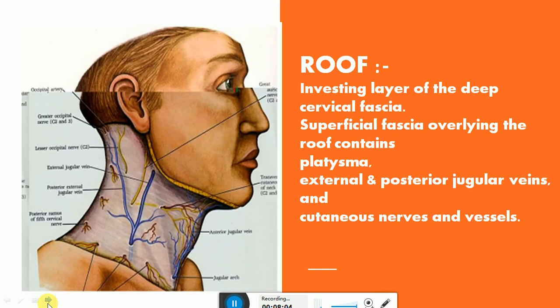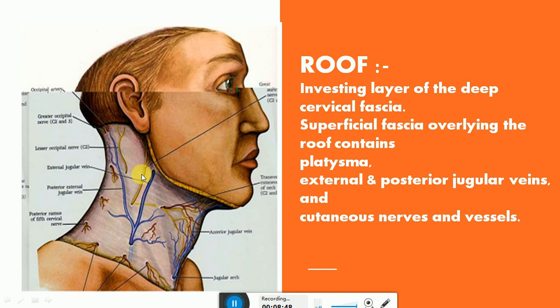Now whole of the neck is being covered by skin. This triangle is having boundaries, a roof and a floor. So roof is being first formed by skin. As soon as we remove the skin, there comes superficial fascia. And in this superficial fascia we have a muscle that is called as platysma. Along with that, 2 cutaneous veins, this one is external jugular vein, and behind to this we have posterior jugular vein.